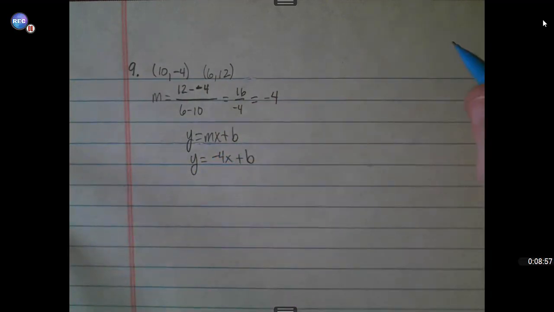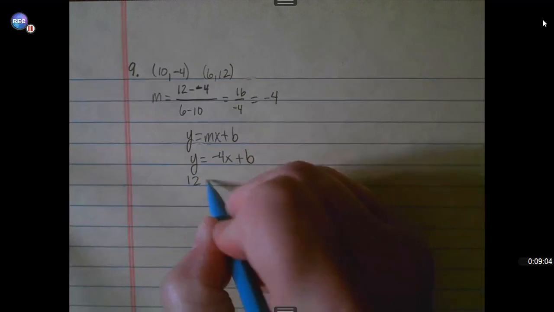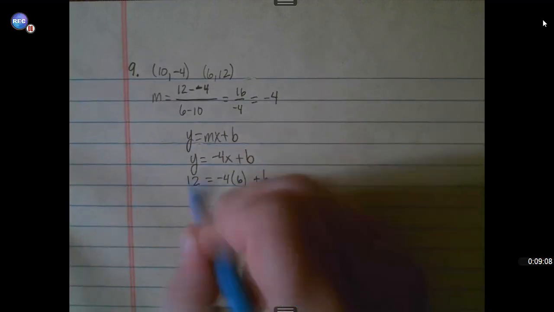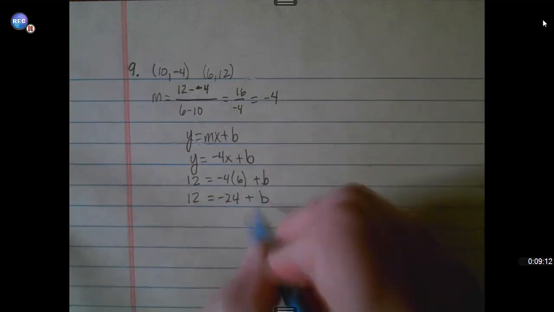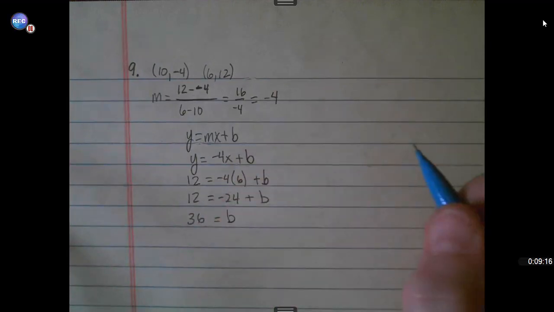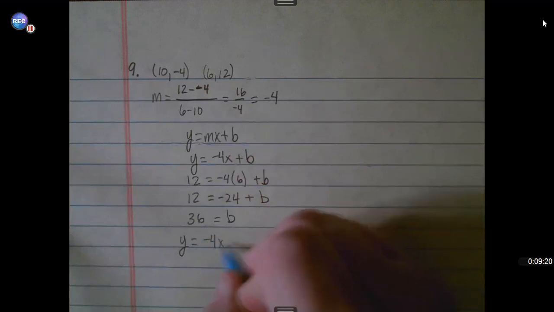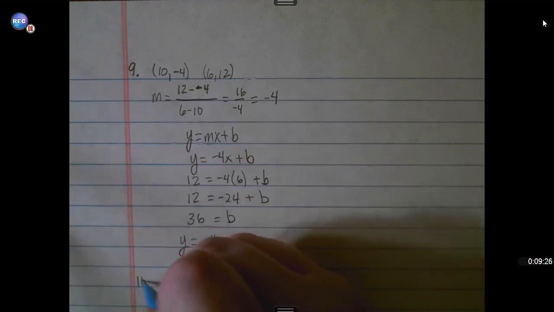And then to find b, we plug in one of those points. I'm going to plug in (6, 12). So y is 12 equals negative 4 times 6. 12 equals negative 24 plus b. Add 24 to both sides, b is 36. So your answer, y equals negative 4x plus 36. And that's in slope-intercept form, which is what it said to do.